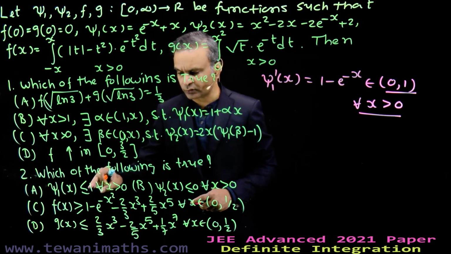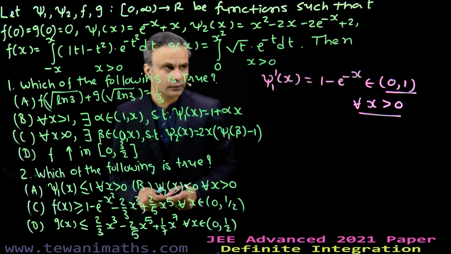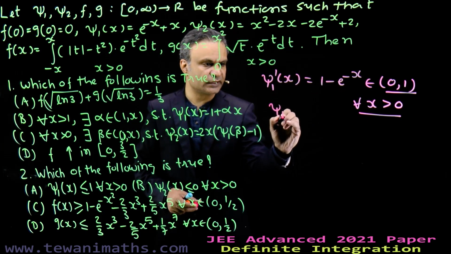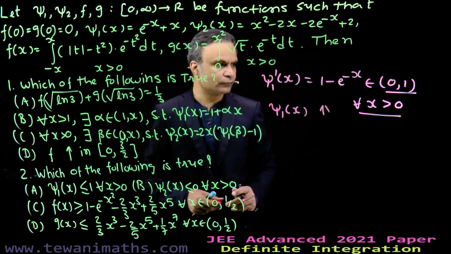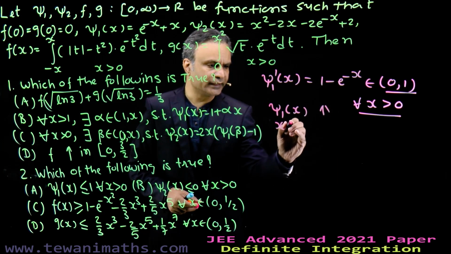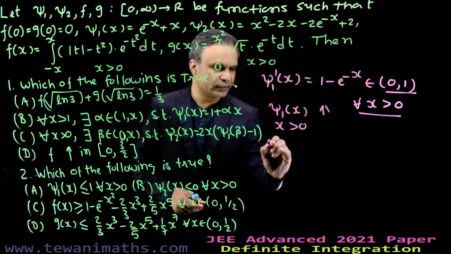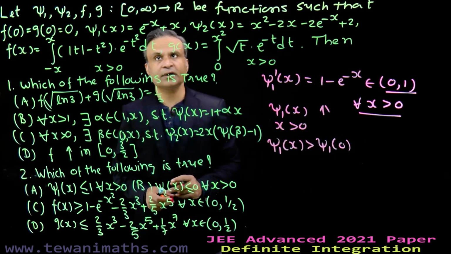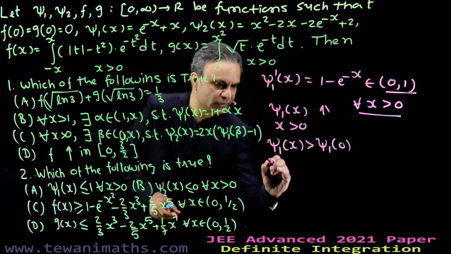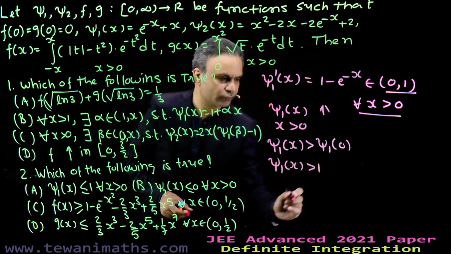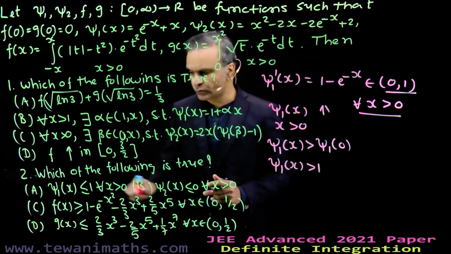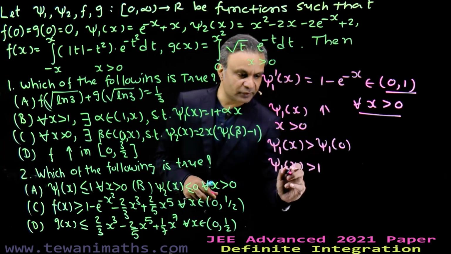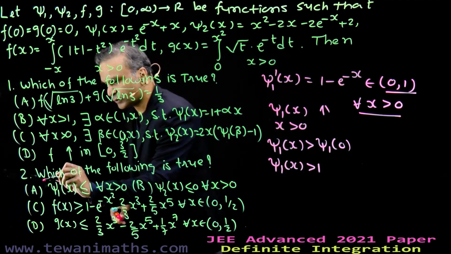Here psi1 of x is less than or equal to 1 for all x greater than 0. The derivative of psi1 of x is positive for all x greater than 0. That means the function psi1 of x is an increasing function for x greater than 0. So for x greater than 0, we have psi1 of x greater than psi1 of 0. Psi1 of 0 is 1. So we have psi1 of x greater than 1 for all x greater than 0. So this option is false. Here it says psi1 of x is less than or equal to 1, but we are getting psi1 of x more than 1. So this option is false.